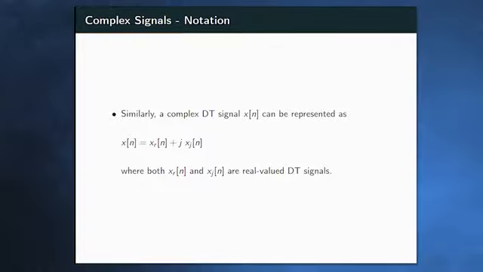Okay. Similarly, a complex discrete time signal, or x of n, can be represented as x_r of n plus j times x_j of n. In this expression, both x_r of n and x_j of n are real valued discrete time signals. You're going to see signals like this throughout the course.